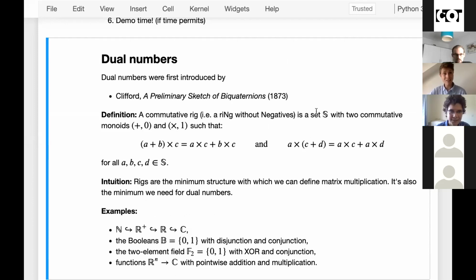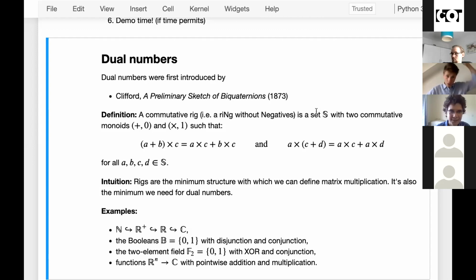They were first introduced by Clifford in 1873. He introduced them as another kind of number that he invented along with quaternions. Here I'll give a definition maybe more abstract than his, using commutative rigs. A rig, a ring without negatives, is a set with two commutative monoids, plus and times, such that times distributes over plus.